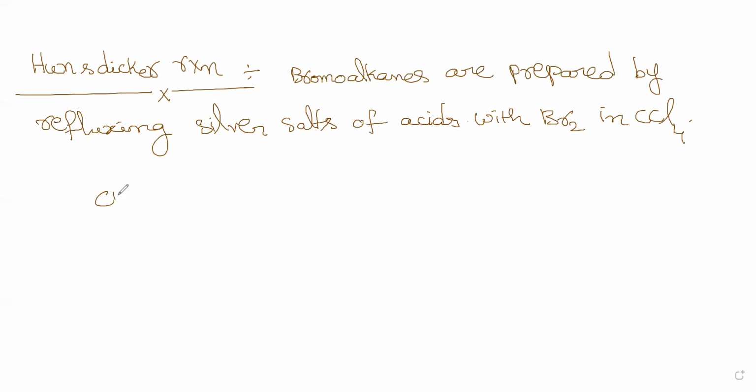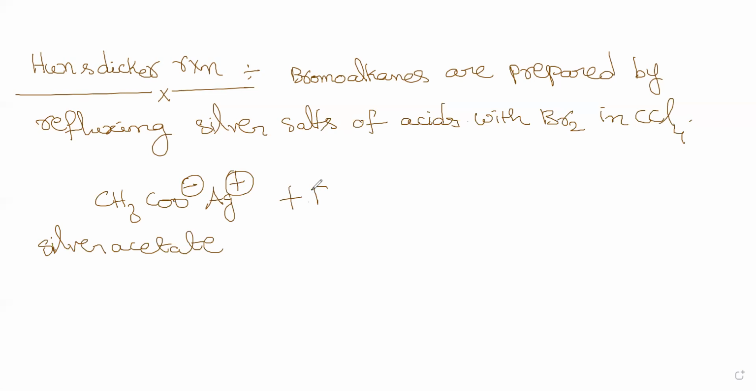So what they do is CH3COO minus Ag plus. This will be taken, silver salt of acetic acid. This is silver acetate. Silver acetate on treatment with Br2 and CCl4. This mixture is treated with this. So what you get is CH3Br plus CO2 plus AgBr.